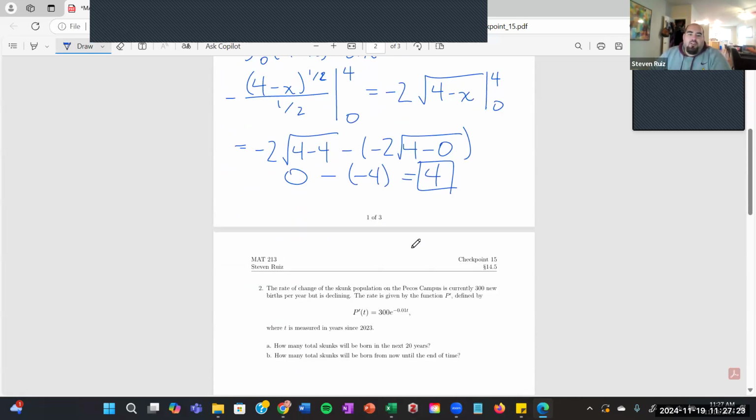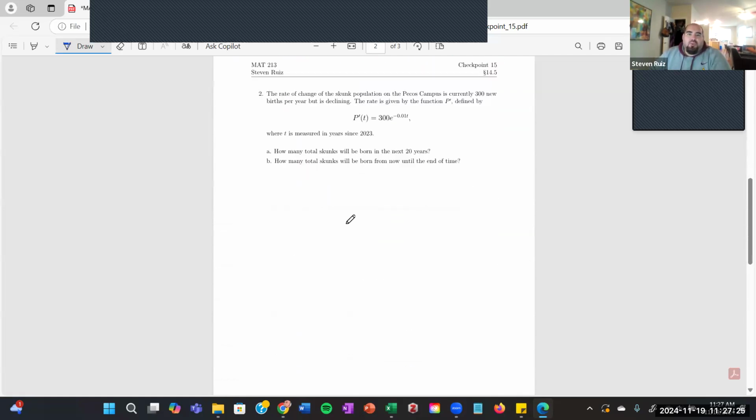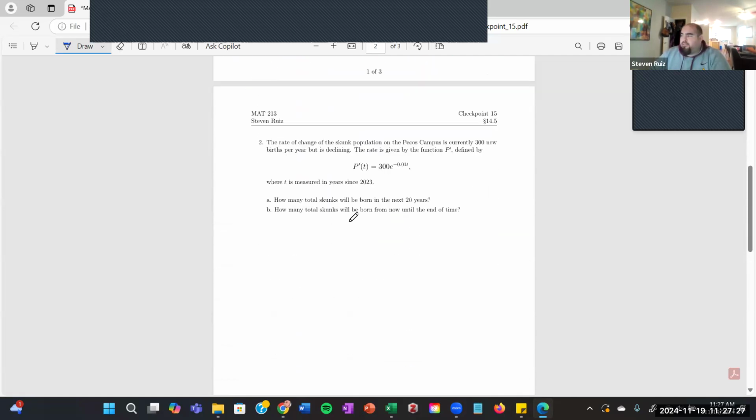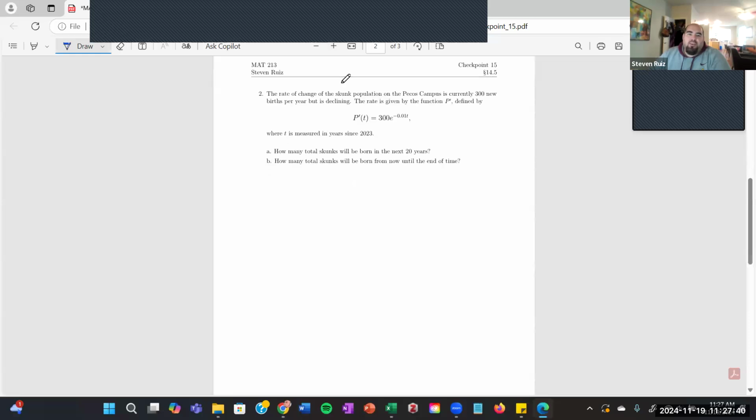All right, so moving on to question 2. This setup, I think, was the most recent checkpoint. I give you this exact same setup. I'm asking different questions this time. Again, population of skunks. I gave you the rate of change of the population of skunks on the Pecos campus. I'm asking you how many skunks will be born in the next 20 years. It's not the same question as I asked you last week, but it's a very similar setup.